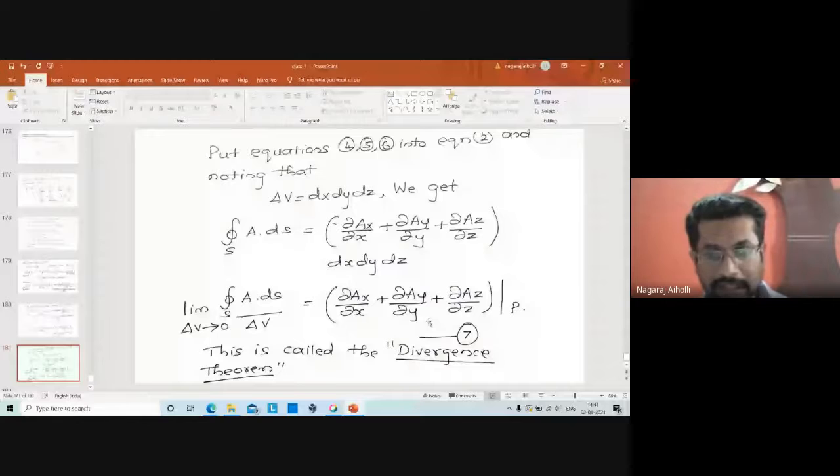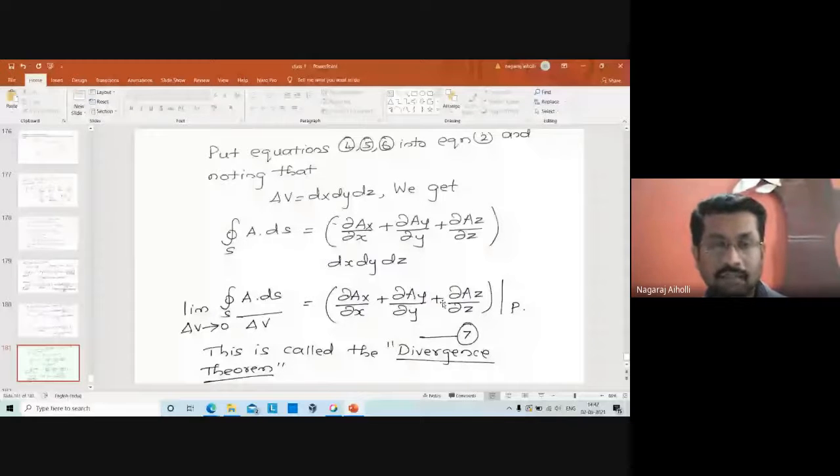Then if I take this delta V to the RHS, it will be del dot A, students, the divergence of A with respect to the volume delta V. I hope you all are following here. See here, ∂Ax/∂x plus ∂Ay/∂y plus ∂Az/∂z, this RHS term is del dot A, the divergence of A. If I take this delta V, which is in the LHS denominator, to the RHS, then del dot A with respect to delta V will be the RHS.